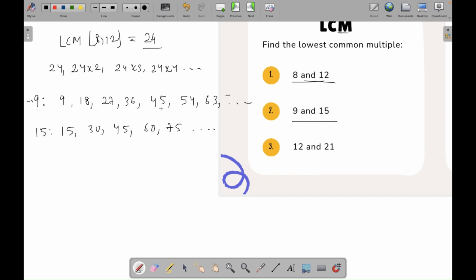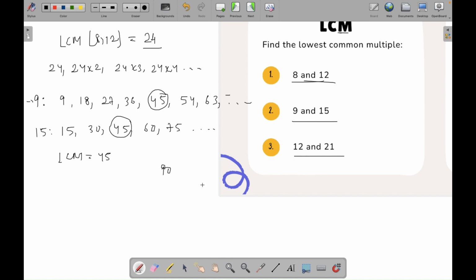Then 45. 45 is here and here. And this is the smallest common multiple that we found. No need to find any further common multiple. We just have to stop at the first common multiple. So LCM is 45. Using LCM, you can say that the second common multiple would be 45 times 2, which is 90. Right? So this is where LCM becomes helpful.